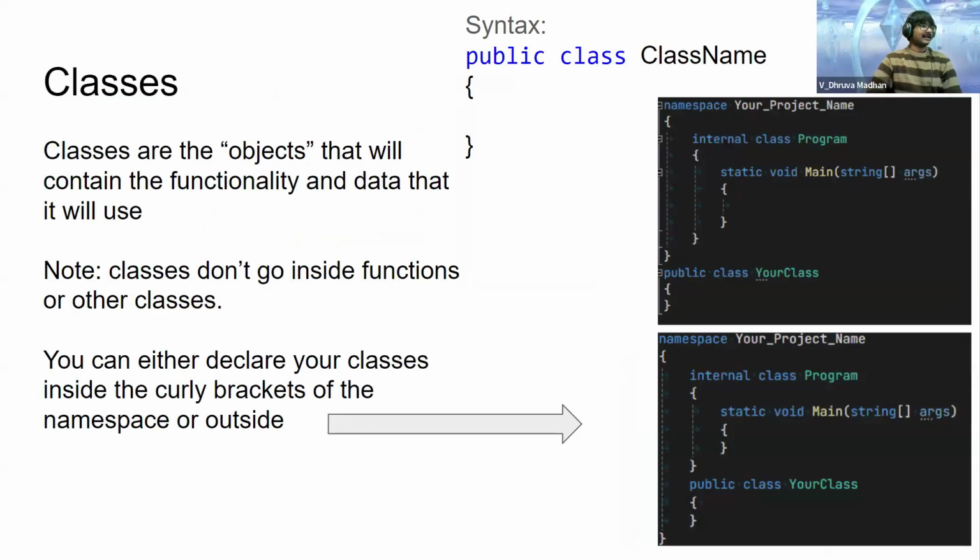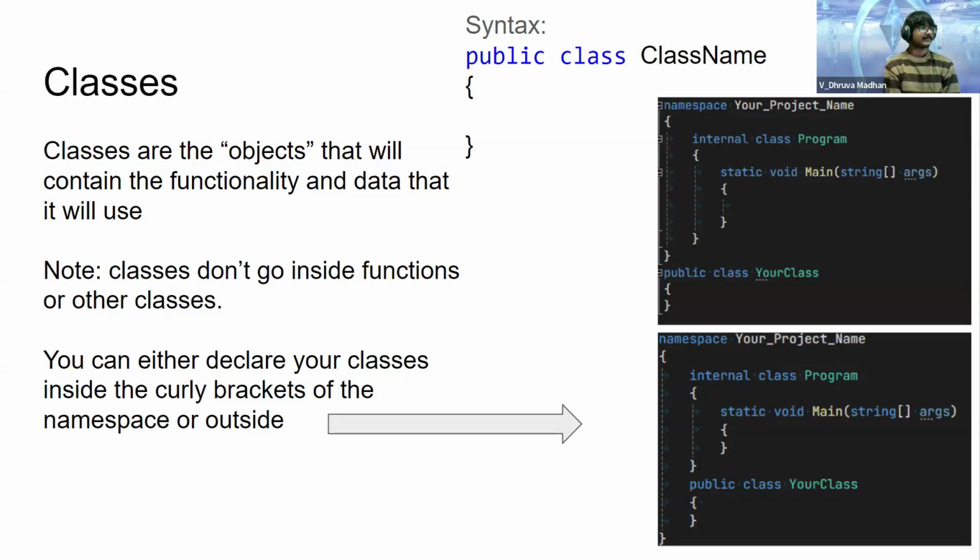So, classes are the objects that will contain the functionality and data that we use. So classes are kind of like containers or blanket things, and they can contain a lot of things, and they don't go inside functions or other classes because they're basically standalones. And if you look to the right of the slide, you can declare them in two different ways.